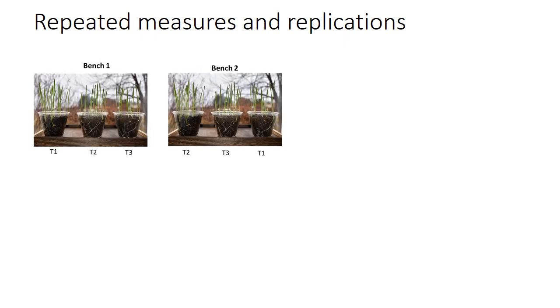Let's see some examples. A glasshouse experiment to test the effect of drought on crop flowering time. Each water treatment is applied to a pot. Each pot has multiple plants. The flowering time is recorded for each plant. What are the experimental units in this experiment? The experimental units are the pots. How many replications do we have in this experiment? There are two replications. Each bench is a replication.